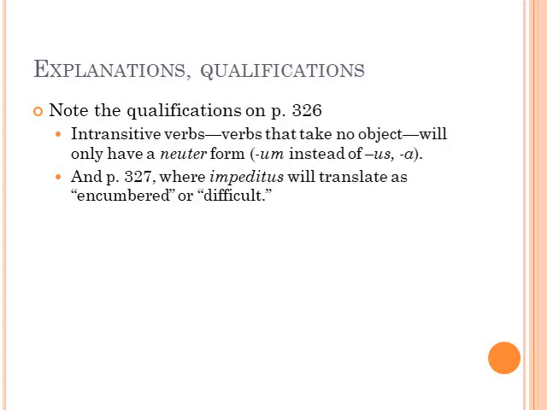Now, bottom of page 326, there are a few qualifications. Intransitive verbs, and again, intransitive verbs are ones that don't take an object, so they would be ones like sleep, walk, right? Because they involve your own motion, and so they don't take an object outside of you. Your book generally will mark a verb as intransitive with int or intr. And so those are going to use the neuter forms. In fact, you'll see some textbooks, instead of using the masculine form like this textbook used, will usually always give the neuter form. Also, on 327, impeditus is going to be translated as encumbered or difficult. So the soldiers, encumbered by baggage, found it hard to fight, or whatever.